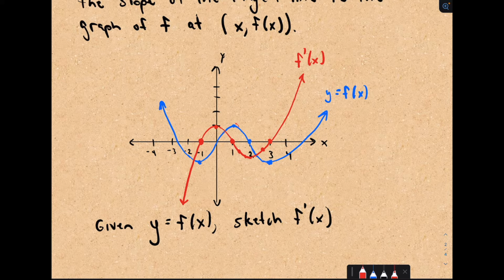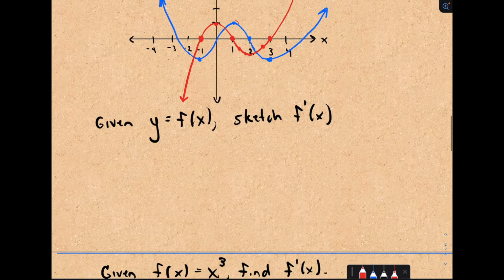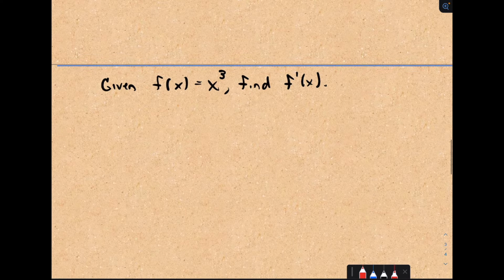So I spent a few minutes on this because I've seen people get really tripped up on these, and sometimes you'll have multiple of these graphs on the same thing. So take your time with these. Even when I see them, I have to slow down a lot of times.